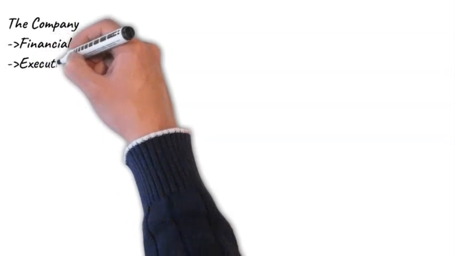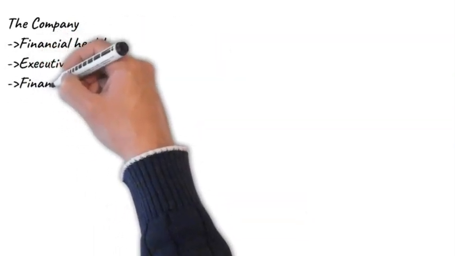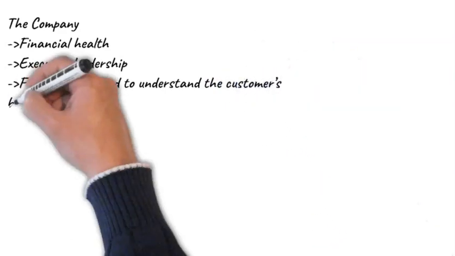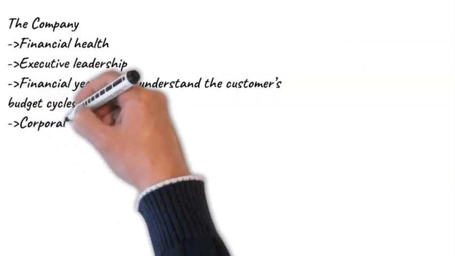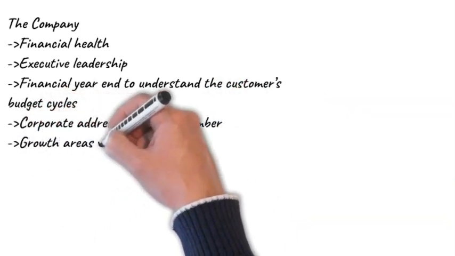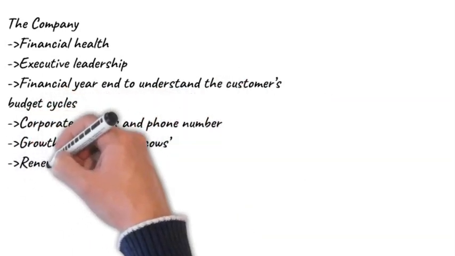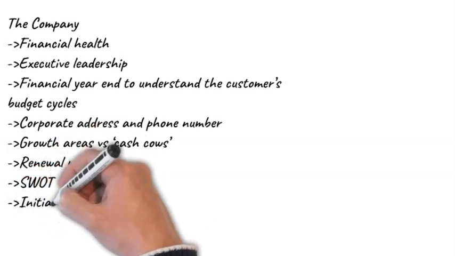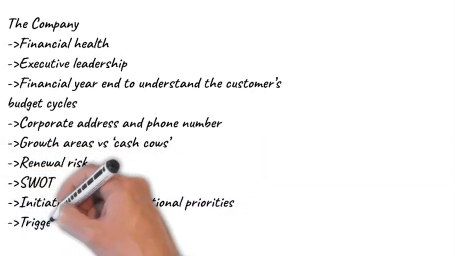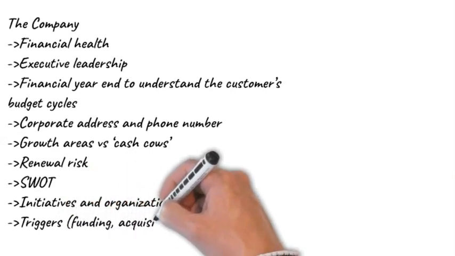Now, specific to the company, we're going to look for information on their financial health, the executive leadership, financial year end to understand the customer's budget cycles. We want corporate address, phone number, contact information, growth information that they identify perhaps in SEC filings or in shareholder discussions if they're a public company. What's the renewal risk with the business?